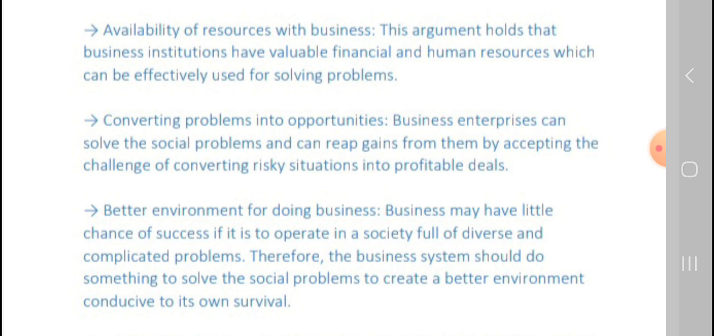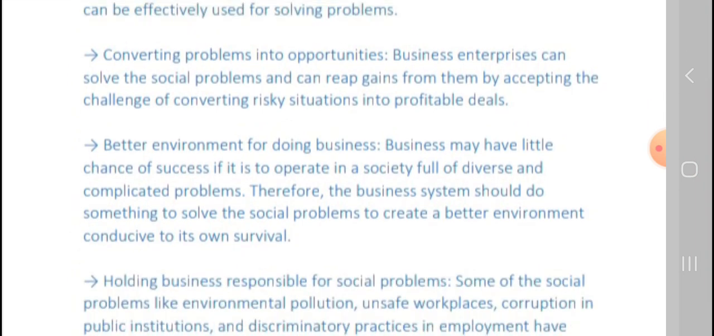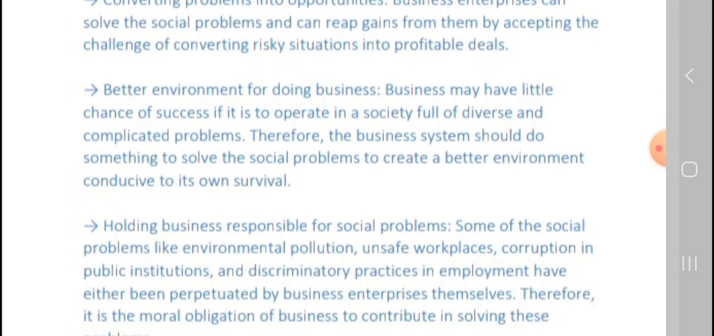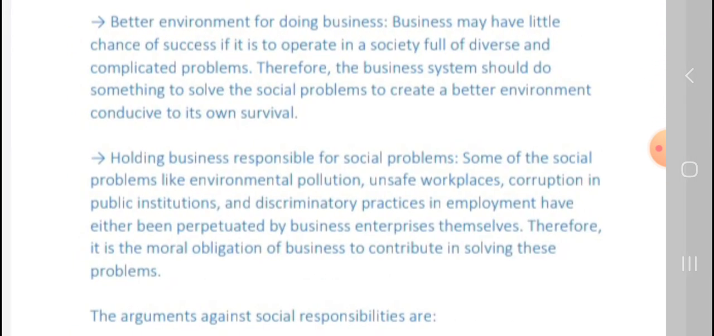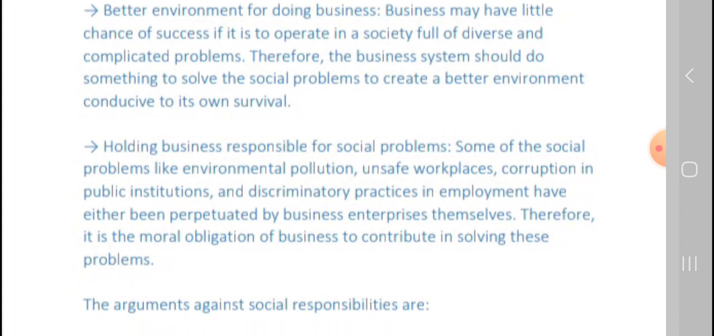And availability of resources with the business. The argument holds that business institutions have valuable financial and human resources which can be effectively used for solving problems and converting problems into opportunities. A business enterprise can solve social problems and can reap gains, making it an opportunity. Next, better environment for doing business.